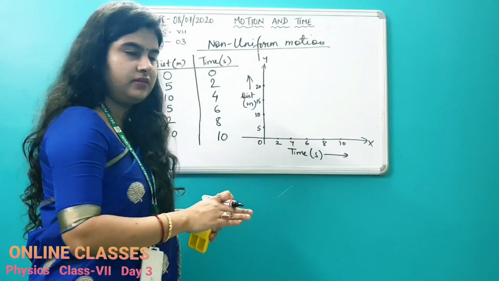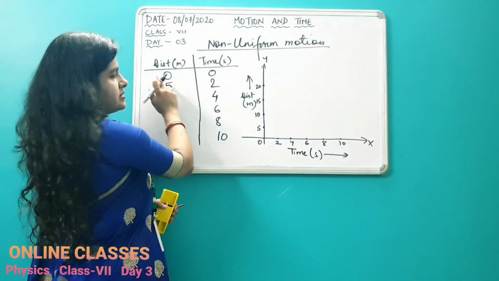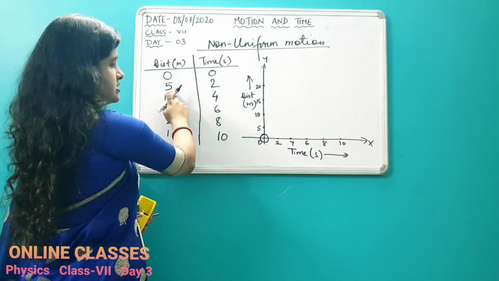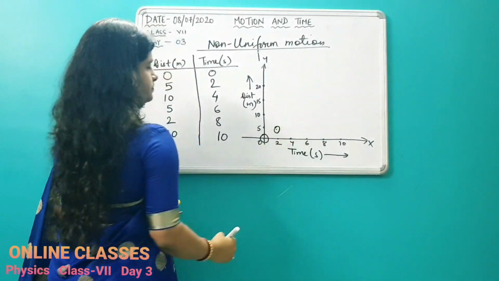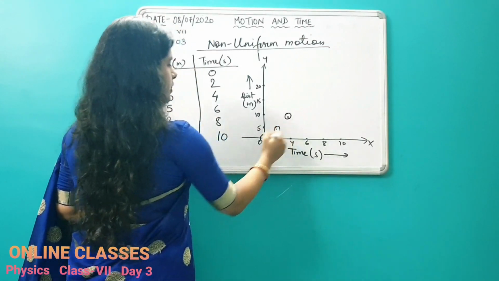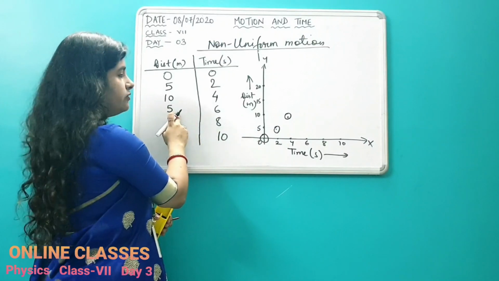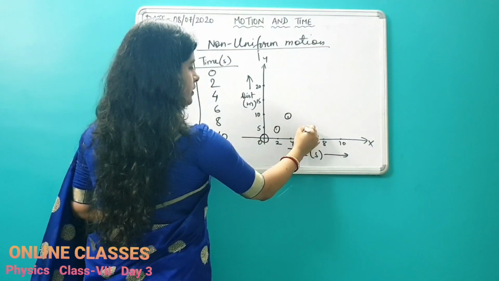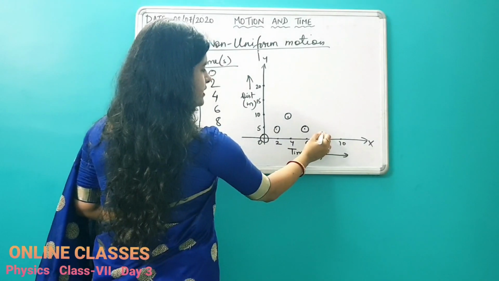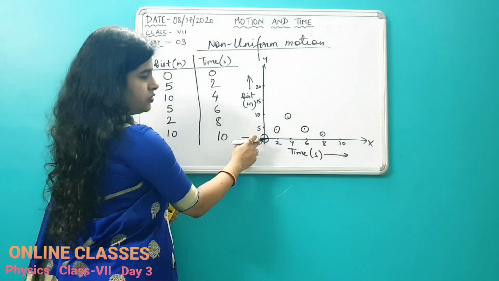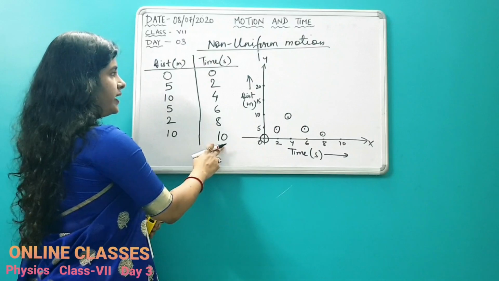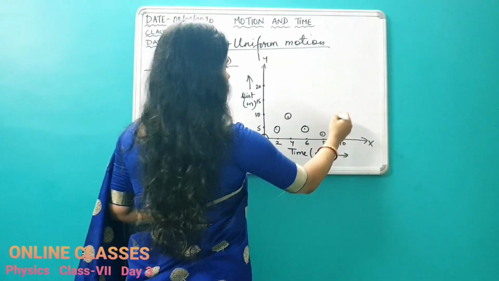Now let me plot. When time is 0, distance is also 0. So this is the first point. When time is 2 seconds, distance covered is 5 meter. When time is 4, distance covered is 10. When time is 6, distance covered is 5. When time is 8, distance covered is 2. Somewhere here is 2. So somewhere 2 is here. When time is 10 seconds, distance covered is also 10.